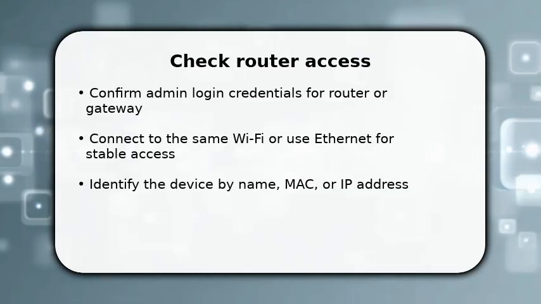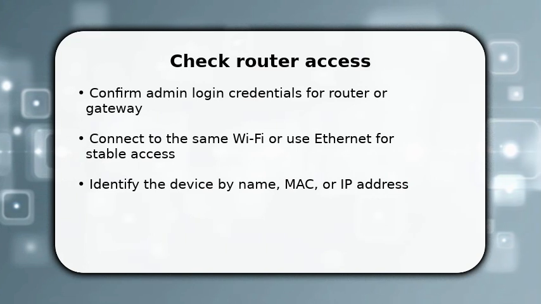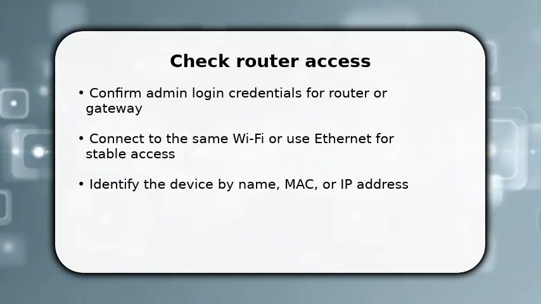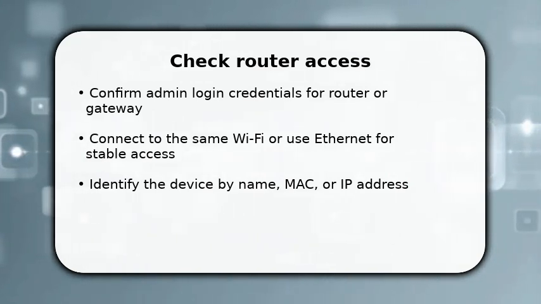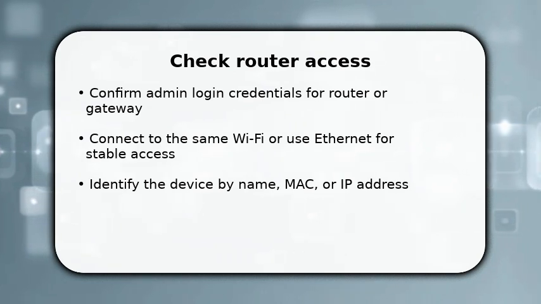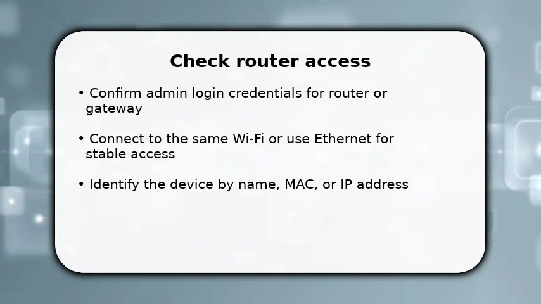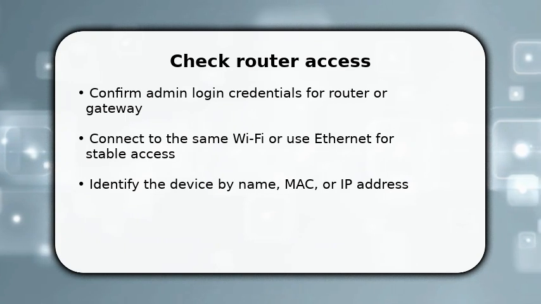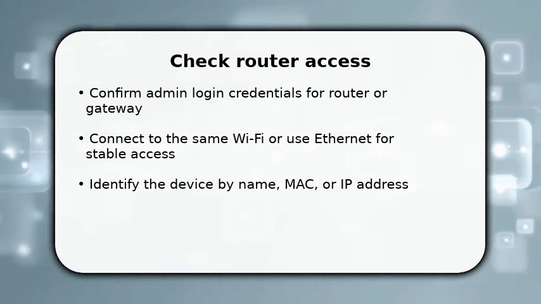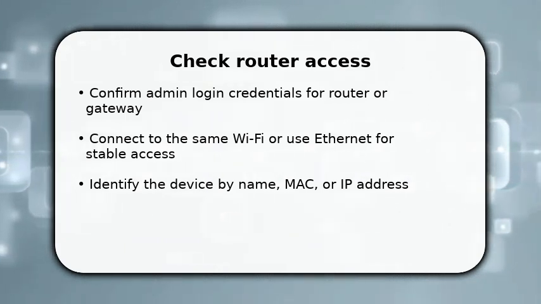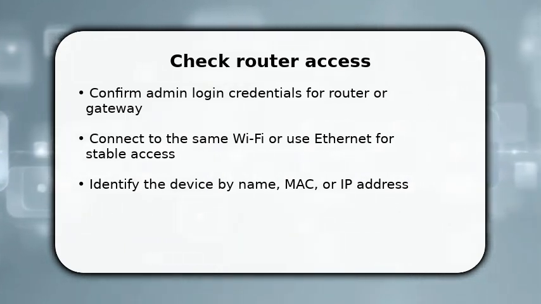You start by signing into your router's admin interface. Enter the username and password you use for management. Once logged in, navigate to Connected Devices or DHCP client list so you can see names, IPs, and MAC addresses. Make sure you're on the same network or plugged in with Ethernet to avoid missing devices.